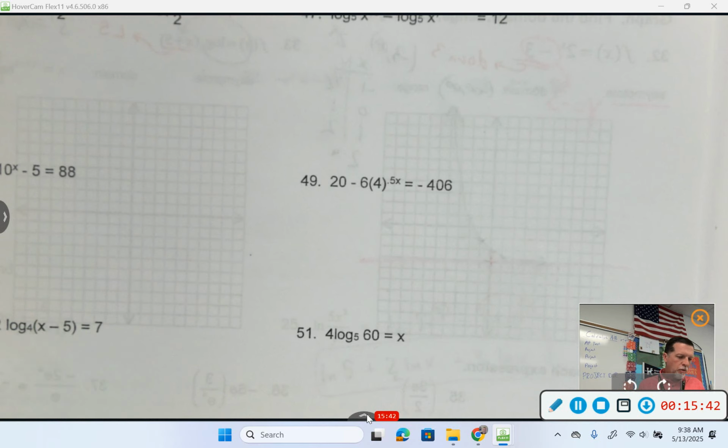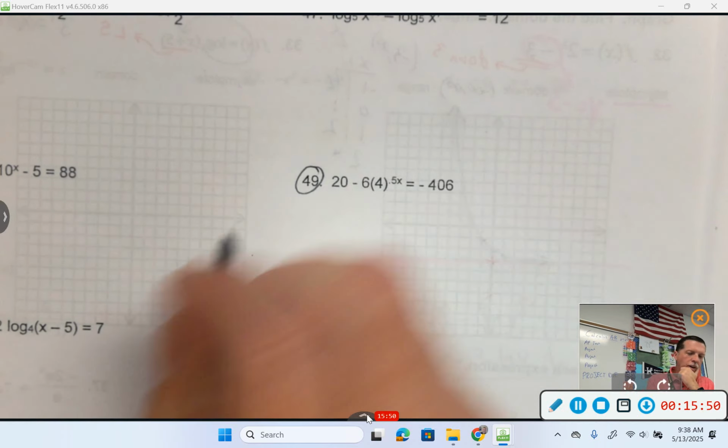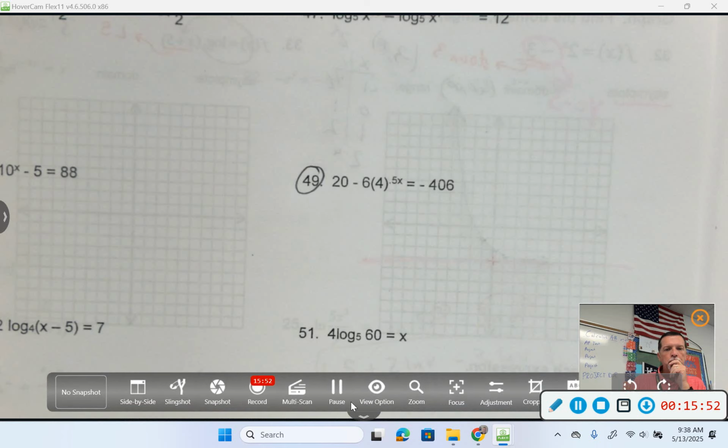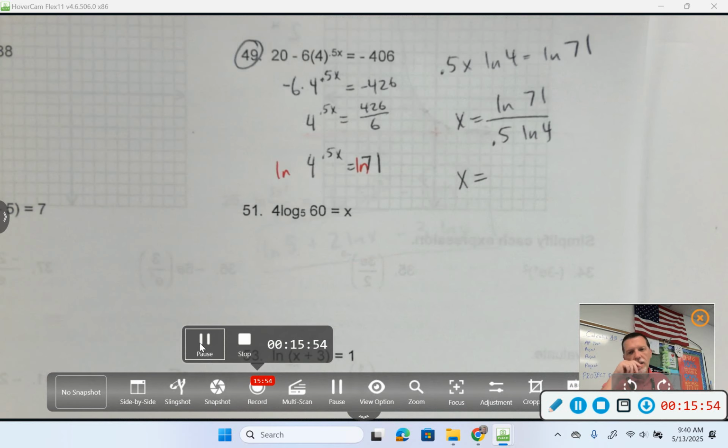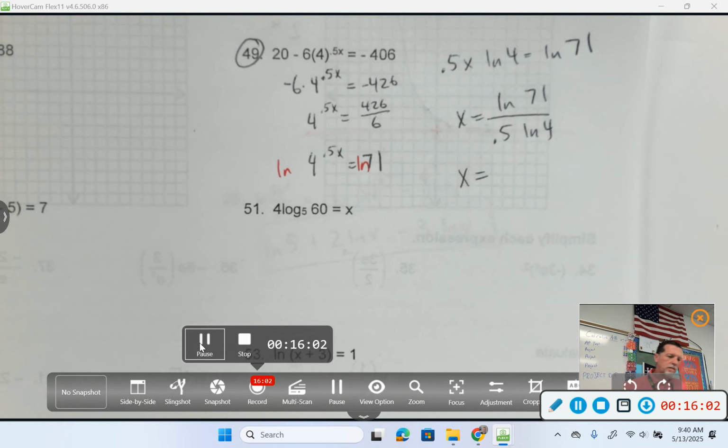All right, skip down to 49. 49 looks like the same type setup as 43, so why don't you try 49? Cautions about calculator usage would apply here. Parentheses or fraction bars or both, or just be careful.